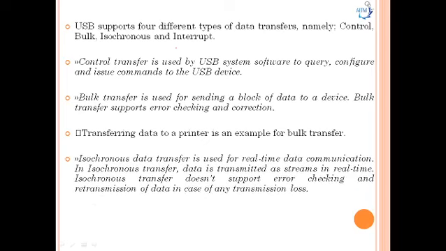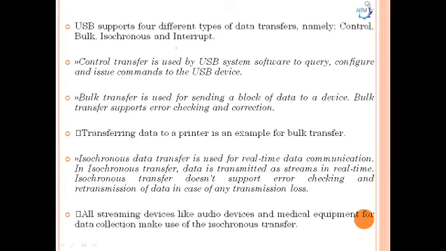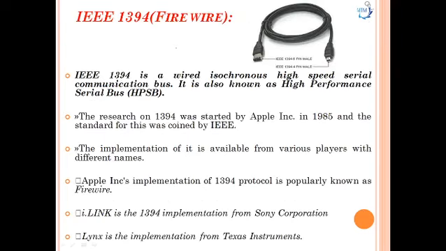Isochronous data transfer is used for real-time data communication. In isochronous transfer, data is transmitted as streams in real time. It does not support error checking and retransmission of data in case of any transmission loss. All streaming devices, like audio devices and medical equipment for data collection, make use of isochronous transfer. Then coming to IEEE 1394, that is FireWire.